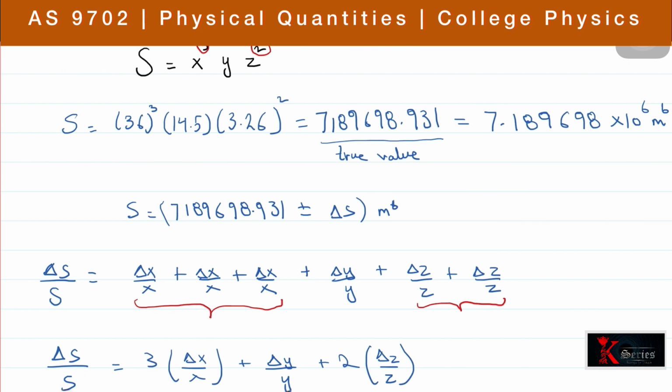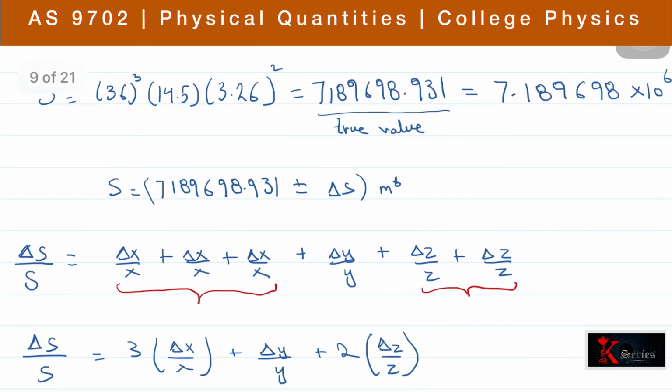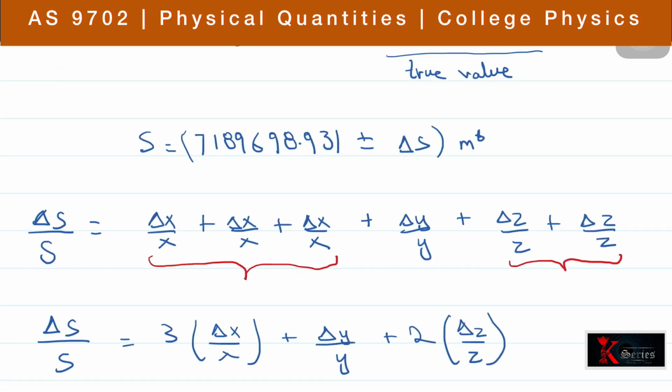So we'll write it as the absolute error in s upon the true value of s is equal to the absolute error in x upon the true value of x plus the absolute error in x again upon the true value of x plus the absolute error in x upon the true value of x. Why have we taken it 3 times? We have taken it 3 times because x was to the power of 3, right? X was to the power of 3, so we took it 3 times.